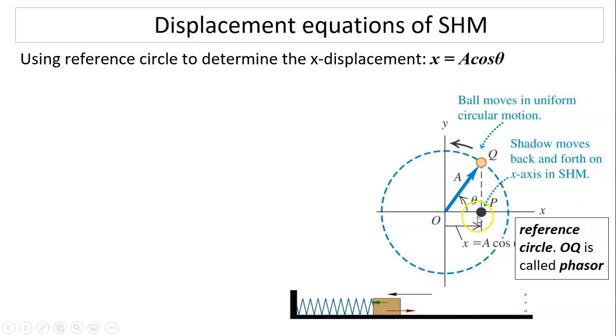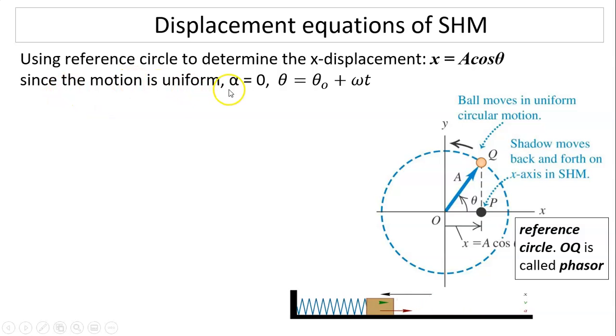So this is just geometry. If we know the hypotenuse and the angle, we can find the adjacent side. In this case, the adjacent is the x. Displacement equals A cosine theta. x equals A cosine theta. But theta is a function of time.